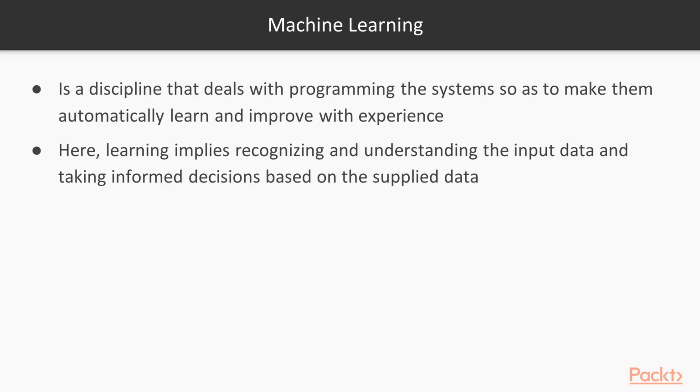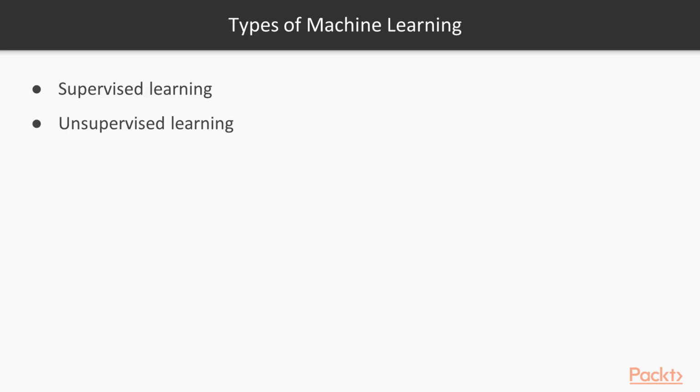In a nutshell, machine learning is that discipline that deals with the programming of systems so as to make them automatically learn and improve with performance. Here, learning implies recognizing and understanding the input data first, and then taking informed decisions on the basis of that supplied data. Types of machine learning. There are broadly two types of machine learning. The first is supervised learning, which is widely used, and then we have unsupervised learning.